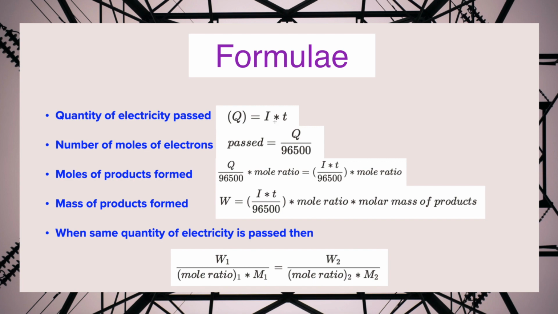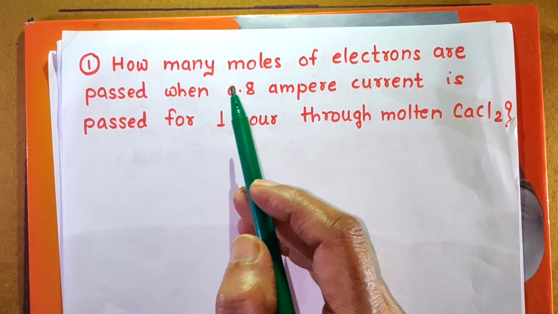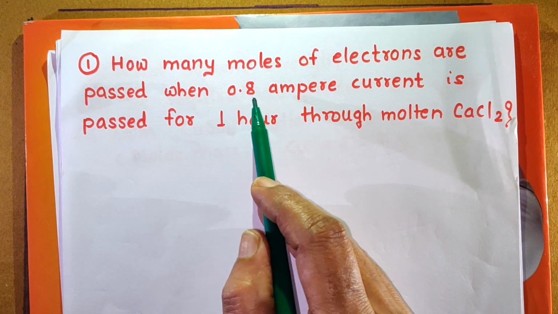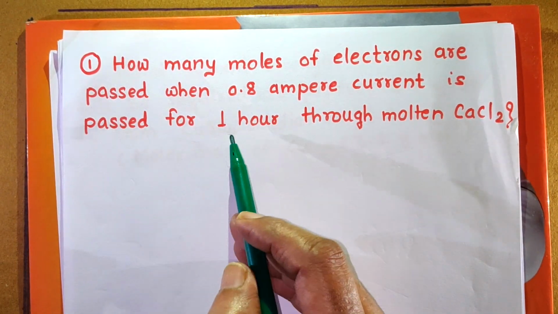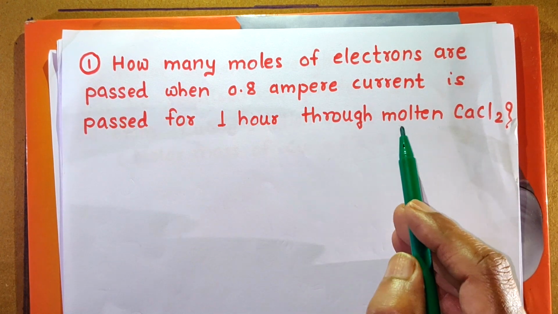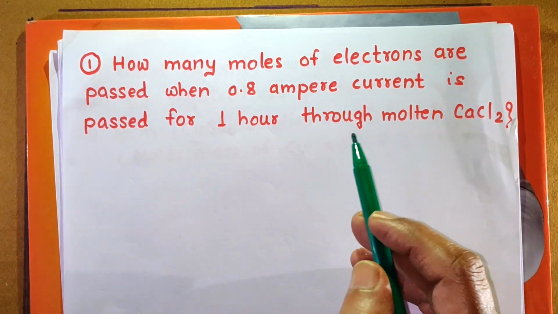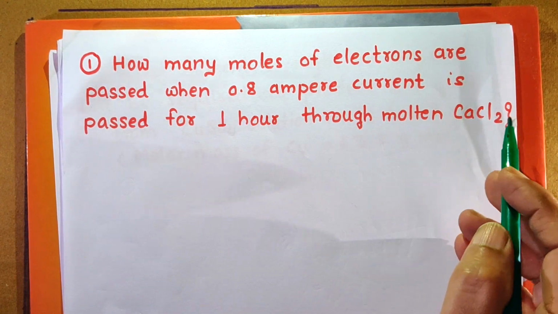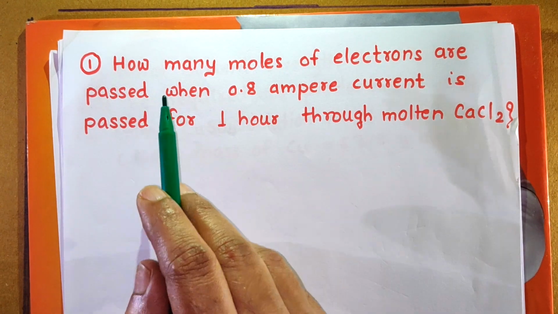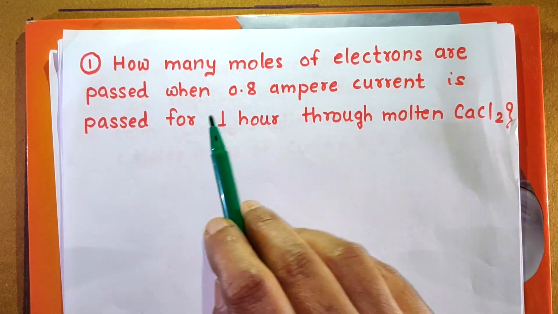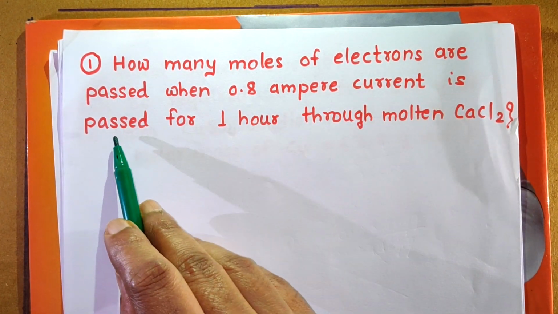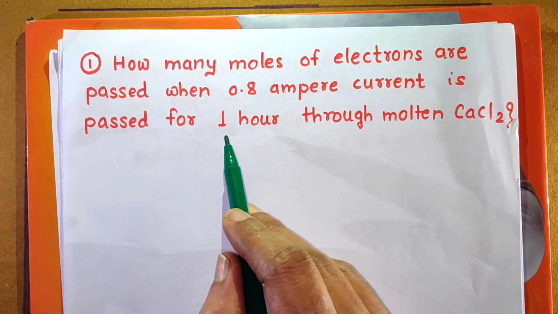Now we will see the problems based on all these formulas. So we will see the first problem. How many moles of electrons are passed when 0.8 ampere current is passed for 1 hour through molten CaCl2? Molten CaCl2 is an electrolyte. Whatever may be the electrolyte, we have to calculate how many moles of electrons are passed. What is given? 0.8 ampere current, and time for which the current is passed is 1 hour.